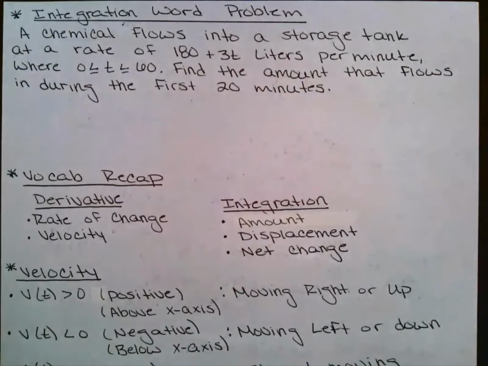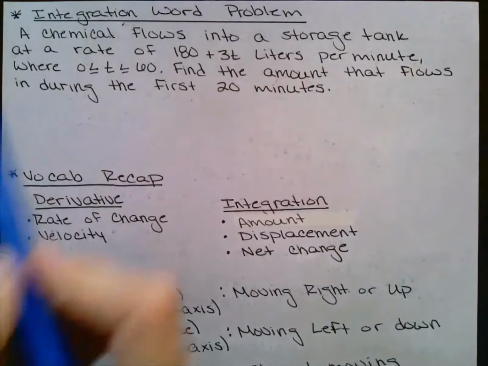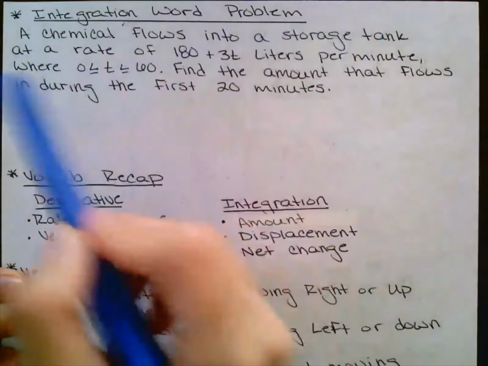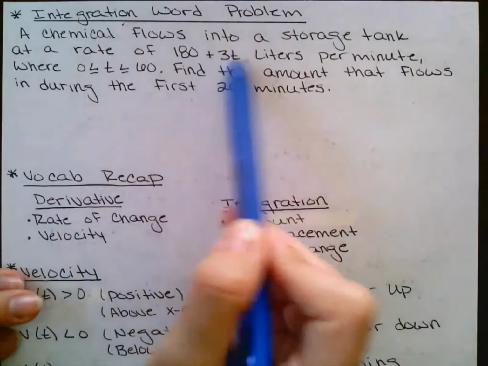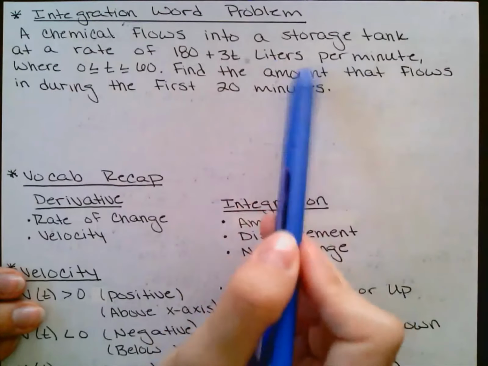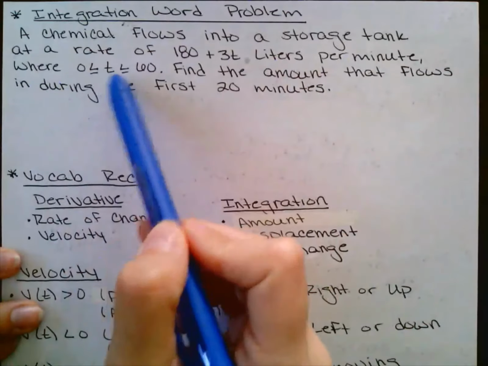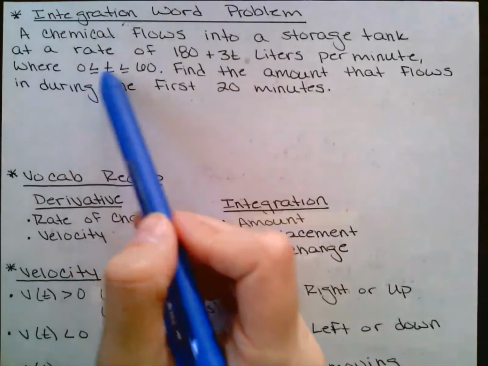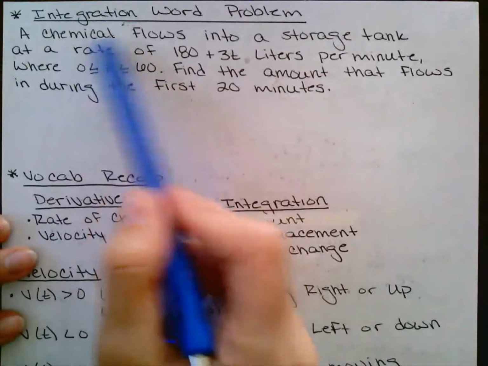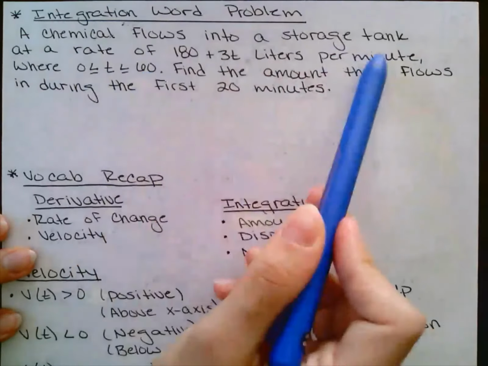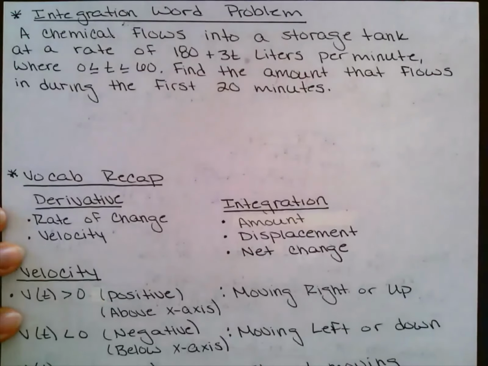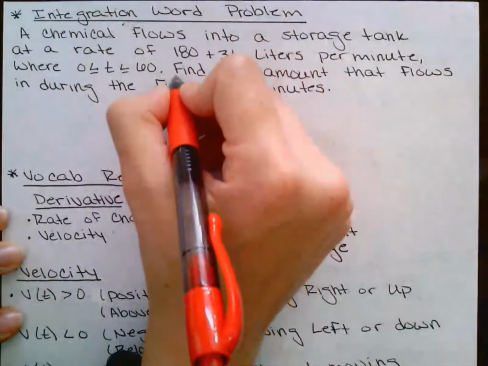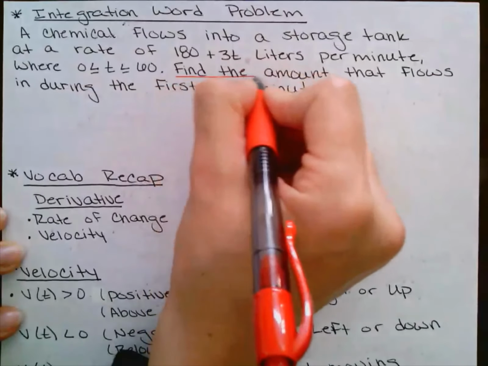Let's take a look at this integration word problem. Very simple and straight to the point. A chemical flows into a storage tank at a rate of 180 plus 3t liters per minute, where time is only existing from 0 to 60. Okay, that means that chemical is only flowing in from 0 to 60 minutes. Find the amount. That is our key word right there. Find the amount. That's what's letting us know to do an integral.